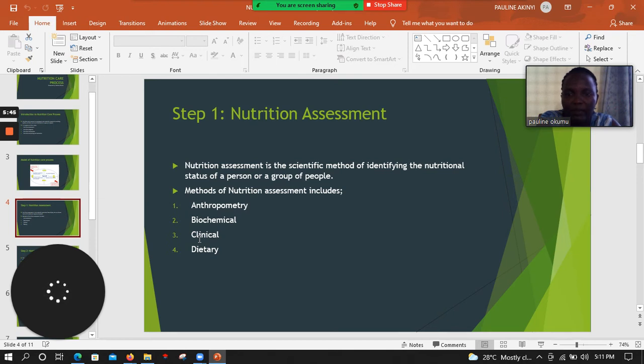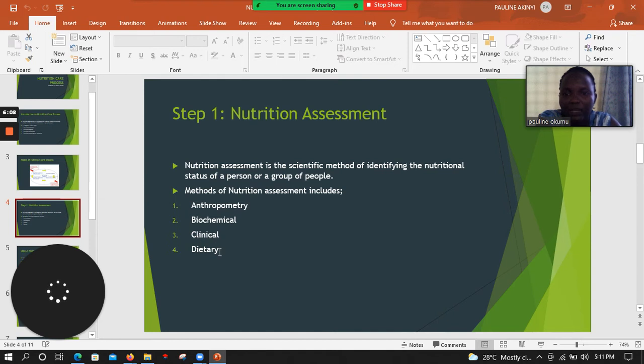Then we have bilateral edema. The child might have a moon face or swollen belly, etc. So anytime someone does a physical examination on the body to identify the nutrition status of a person, that is using a method known as clinical assessment.